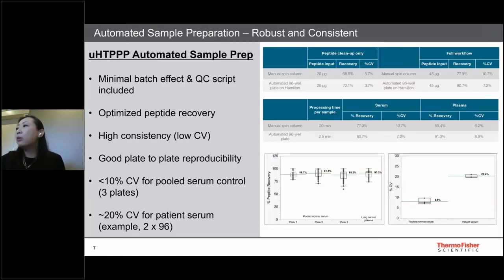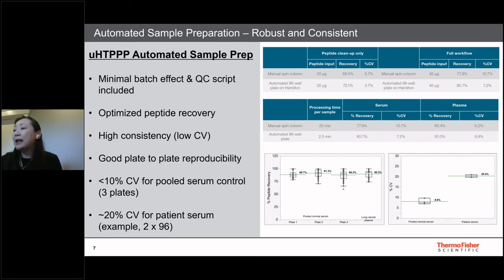As we can process 96 samples at a time, uHTPPP enables rapid sample turnover and minimizes the batch effect from sample preparation using a standardized method. Instead of protein identification, we optimized the automation script to maximize peptide recovery from samples and to minimize well-to-well and plate-to-plate variability. Here we show close to 90% peptide recovery rate with less than 10% CV for well-to-well and plate-to-plate consistency.